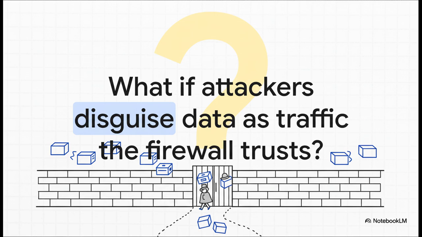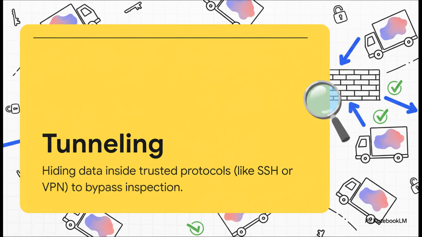And that brings us to one of the biggest problems for any modern firewall. It's a technique that doesn't try to knock the wall down. No, it's much smarter than that. It just puts on a disguise and tries to walk right through the front gate, hidden in plain sight. This technique is called tunneling. Tunneling is basically the digital version of hiding contraband inside a delivery truck that has all the right paperwork.